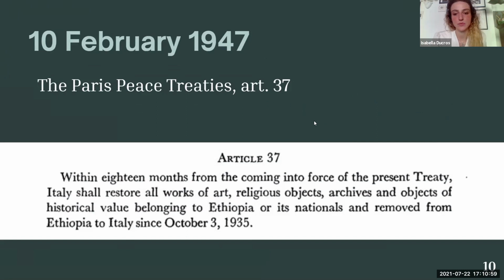The peace treaties provided for the formal renunciation by Italy in favor of Ethiopia of all assets. The treaty text reads, within 18 months from the coming into force of the present treaty, Italy should restore all works of art, religious objects, archives, and objects of historical value belonging to Ethiopia or its nationals and removed from Ethiopia to Italy since October the 3rd, 1935.